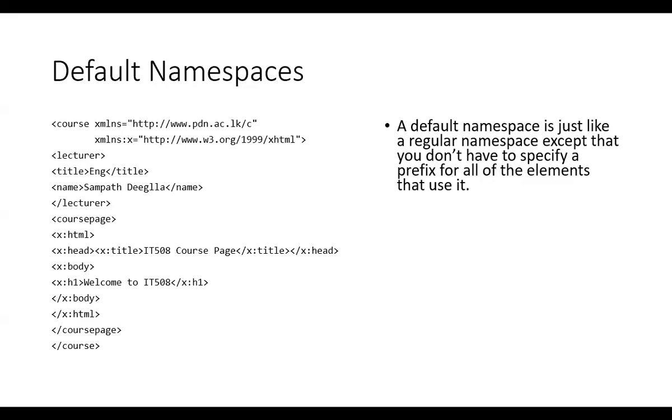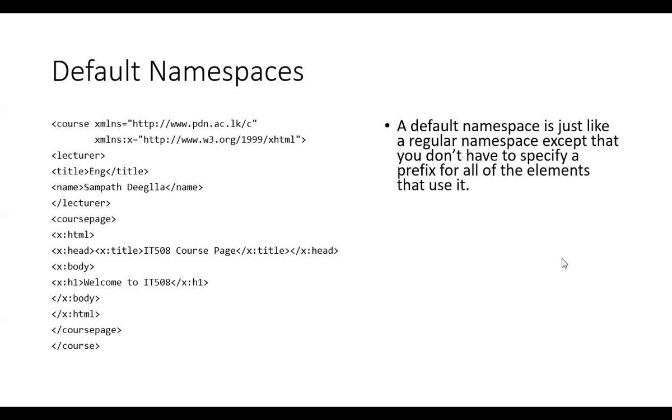Then we can have what we call the default namespaces. Now, when you talk about the default namespaces, in this particular case, we can say it's a regular namespace. So you don't have to specify any prefix, right? For example, for the course, we didn't specify C here, notice that, but for HTML, we specify X here. So which means we consider these course related tags as coming from the default namespace.